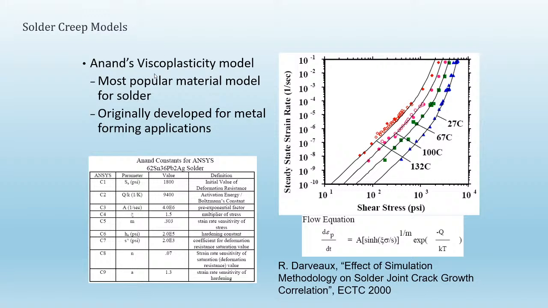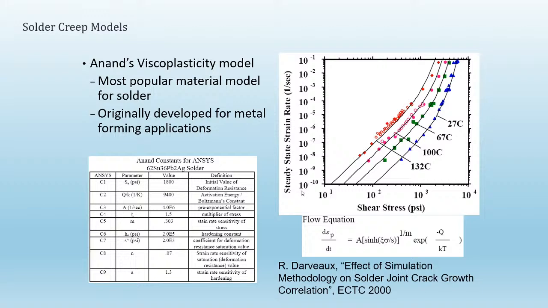So the Anand viscoplasticity model is the most popular material model. It's originally developed for metal forming applications, which means that it's good for metals that are close to melting, that you may be putting a lot of stress on. So it seems like it's a good fit. When they did the testing, we have the constants for the Anand viscoplasticity model filled in.